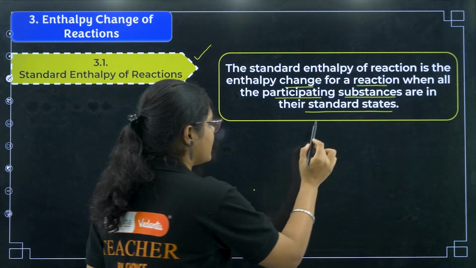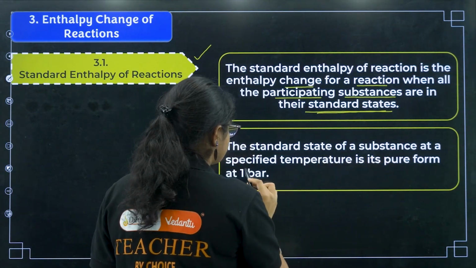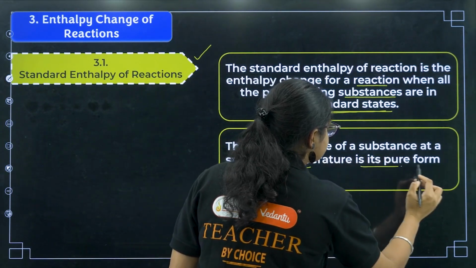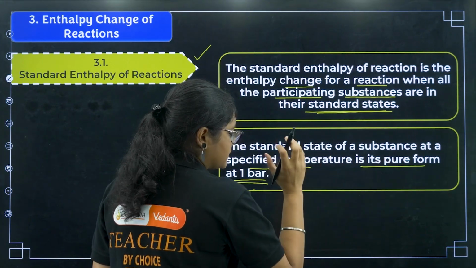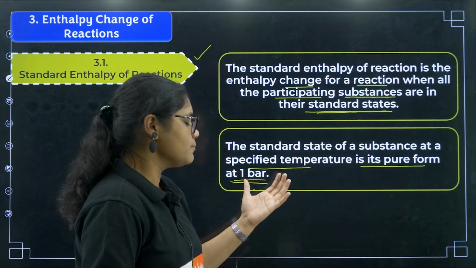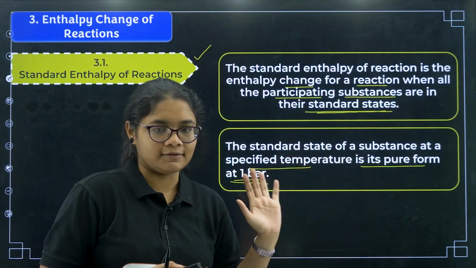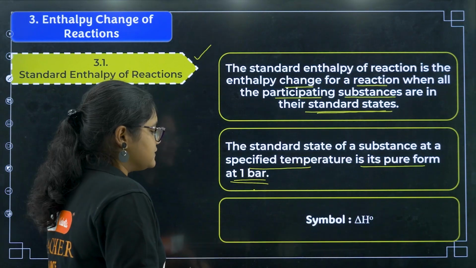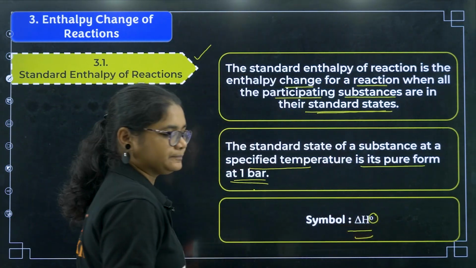Now what do you mean by the reactants and products being in their standard state? The standard state of a substance at a specified temperature is its pure form at 1 bar. So the compound, the reactant or the product should be in its pure form, and the pressure should be 1 bar and temperature should be 298 Kelvin. Standard enthalpy symbol is given by delta H naught.